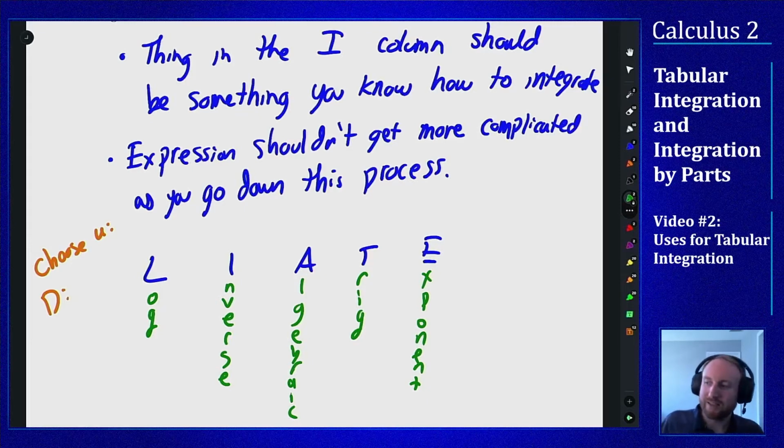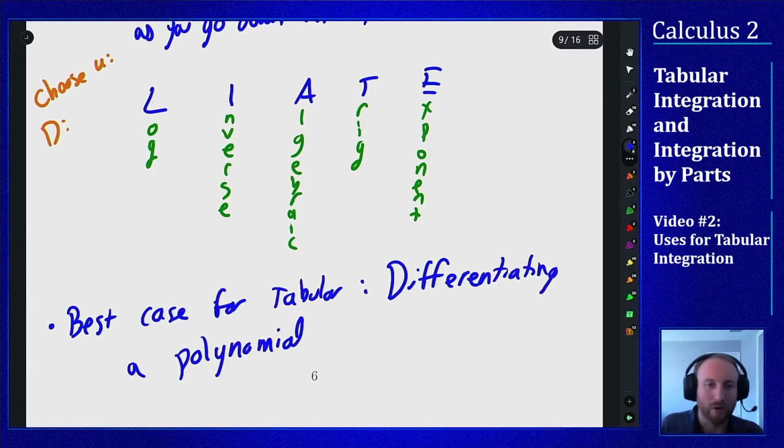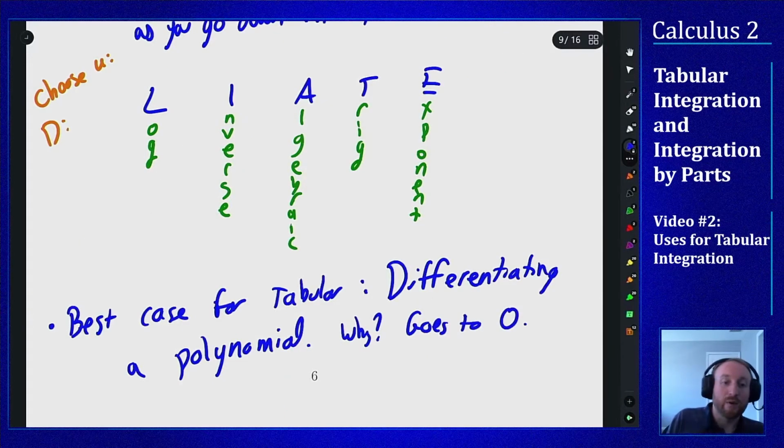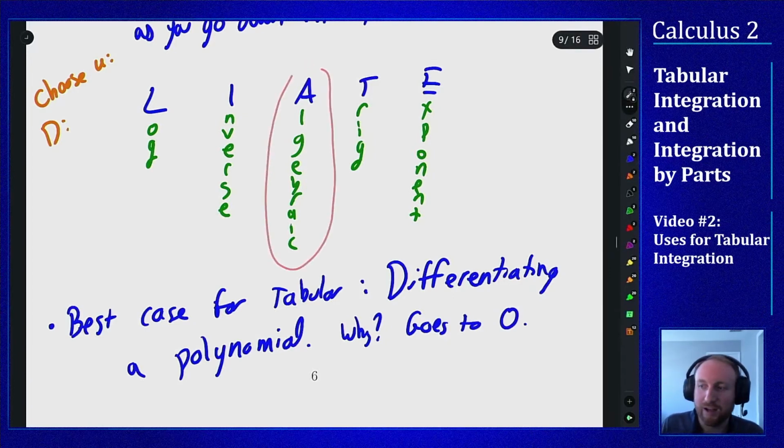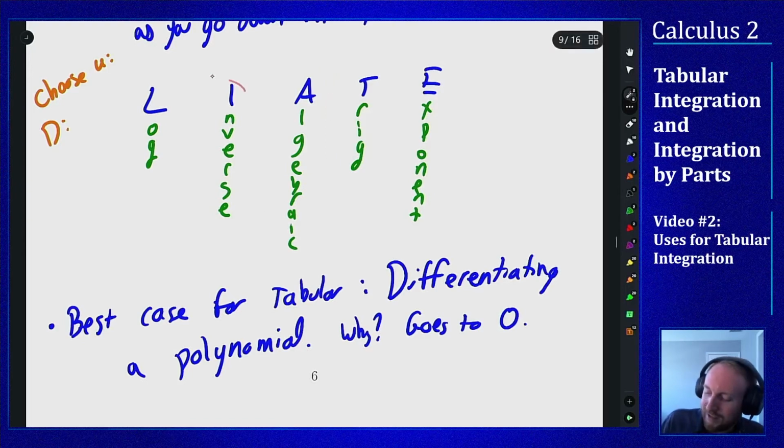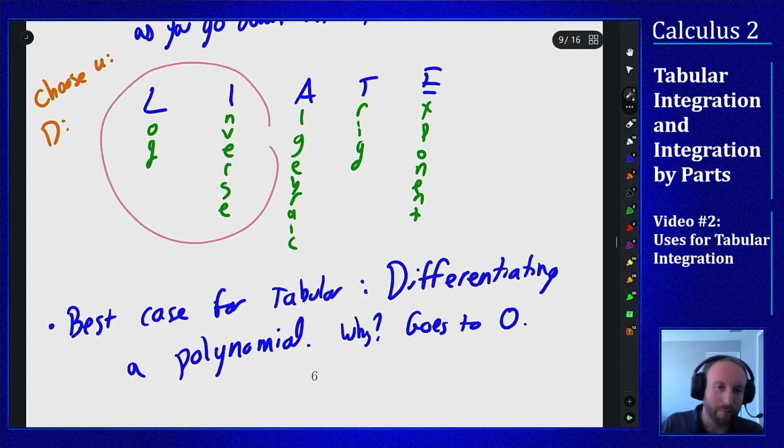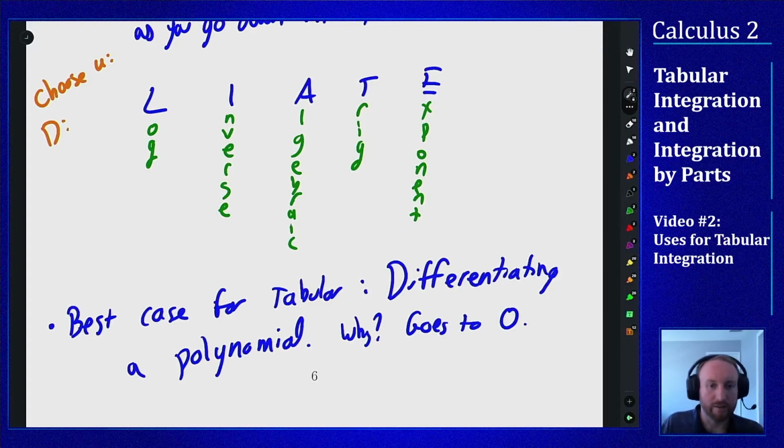Now, the best use case for tabular integration over just normal integration by parts is when you're differentiating a polynomial. Why? It goes to 0. What does that mean for our choice here? Well, it means that if I want to differentiate A, algebraic or polynomials, I better not see any of these in my problem. Because if they are there, that should be the choice for D and not the polynomial. We'll come back to this idea in the next video. But if I see any of these, you want to be careful about what you're doing for integration by parts and whether you want to use tabular integration at all to solve the problem.